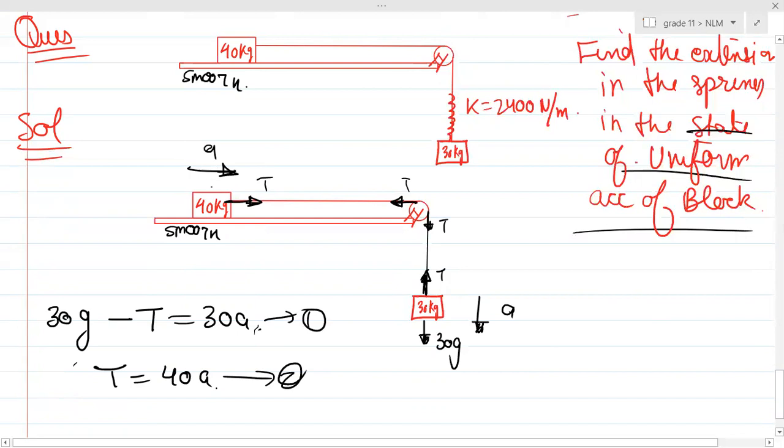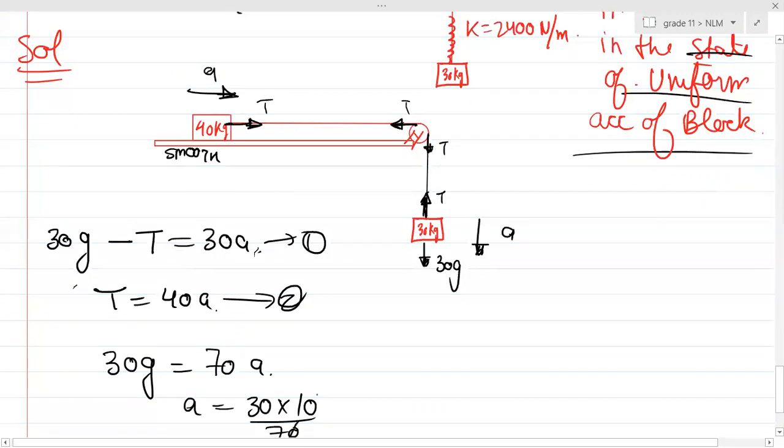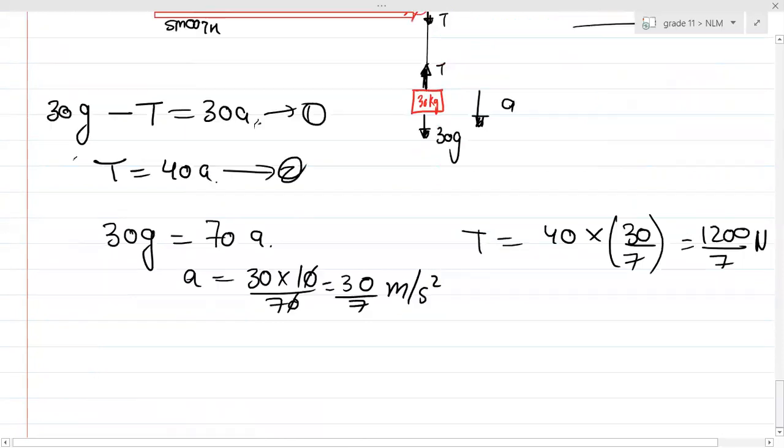Normal reaction from the table will balance the weight of this thing. I don't require that. So anyways, from here, can you see 30g is equal to 70a, and from here a will be equal to 30 multiplied by 10 divided by 70, so 30 by 7 meter per second square. That is the acceleration, and tension is basically equal to 40 times of this a. The 40 times of 30 by 7, which is basically 1200 divided by 7 newtons. Is this clear to you?